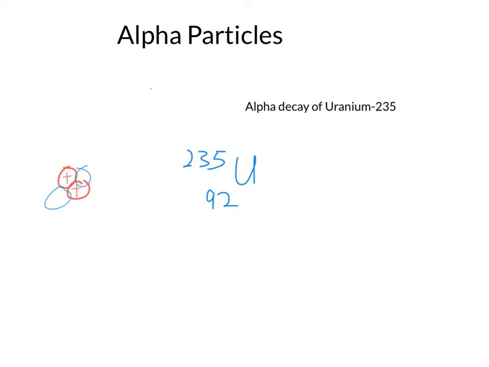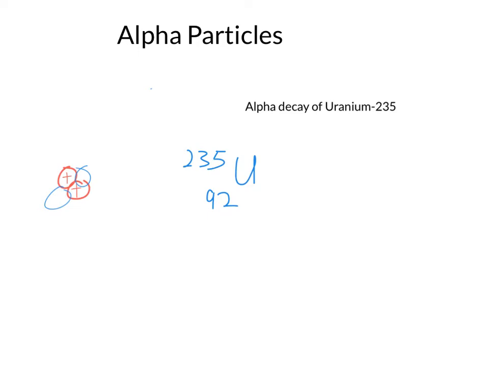Just to recap what these numbers mean, 92, the atomic number, is how many protons are in a uranium nucleus, and 235, the mass number, is the combined number of protons and neutrons in that nucleus. So in this case, that will be comprised of 92 protons and then 143 neutrons to bring it up to a total of 235.